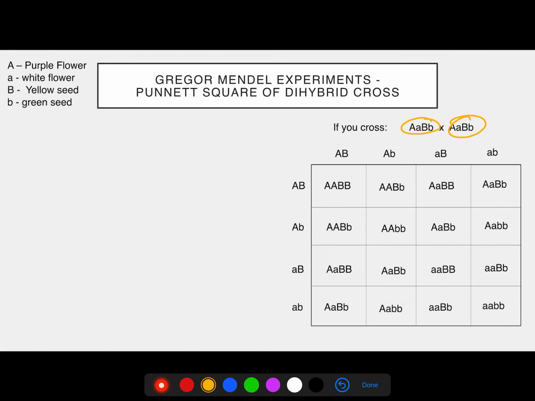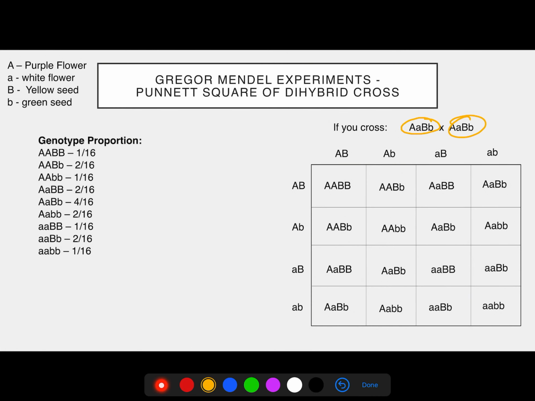So are you going to see purple or white flowers? Are you going to see yellow or green seeds? Well, if you look at the proportions, if you count that there's a total of 16 possible genotypes, the proportions are kind of crazy in that you've got 1 or 2 or 4 versions of the same kind of thing, and they all add up to 16. This would be 16 out of 16. This is not super useful, the proportions of genotypes in a dihybrid F2 cross. This would be your F2, because you used the F1 offspring to make this cross.